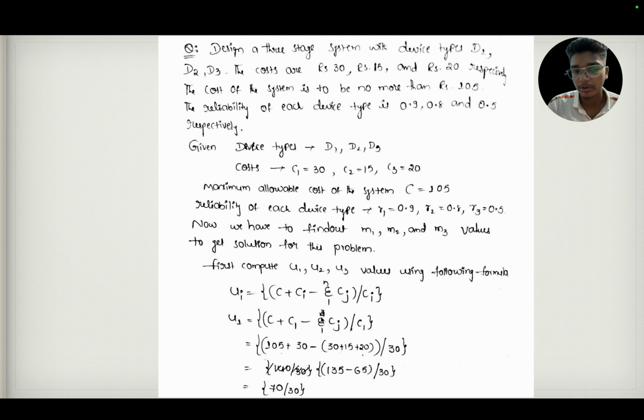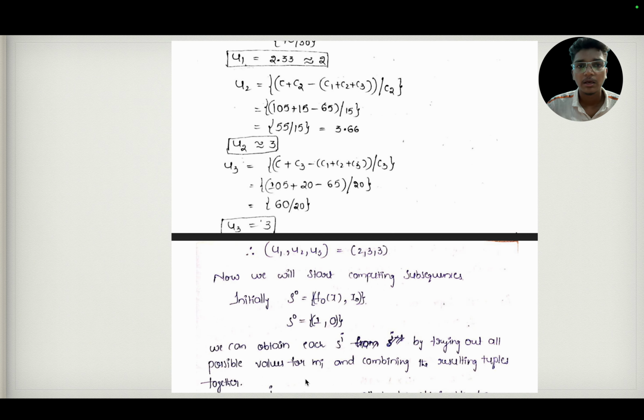The formula you already know, the upper formula. First we find U1, the upper value of the first device. The cost of the first device is 30. The total cost computation of all devices gives 70 by 30, which is approximately equal to 2. Similarly we find U2, and U3 will also be 3.